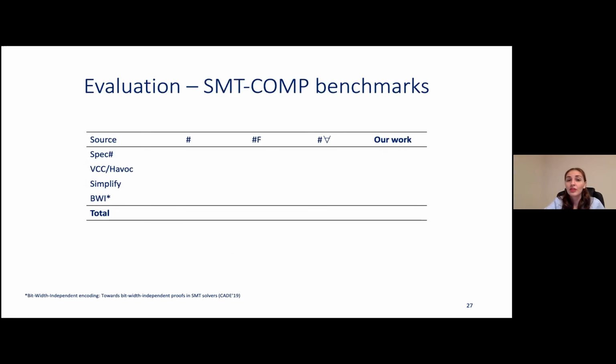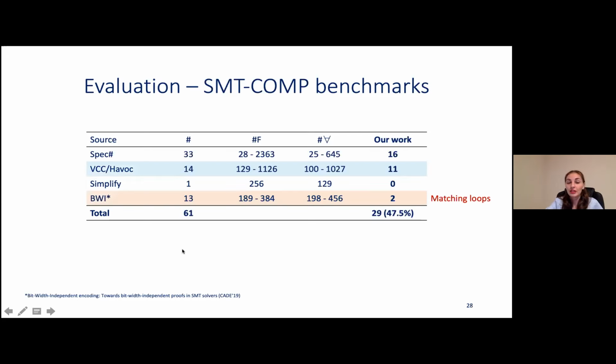We also have additional benchmarks that we collected from SMT-comp. These come from SpecSharp, from VCC Havoc, from Simplify, and the bit width independent encoding. And the table has the same structure as before. So here we can see that out of 61 benchmarks, our algorithm succeeded for 29. And it had the best performance for VCC Havoc benchmarks.